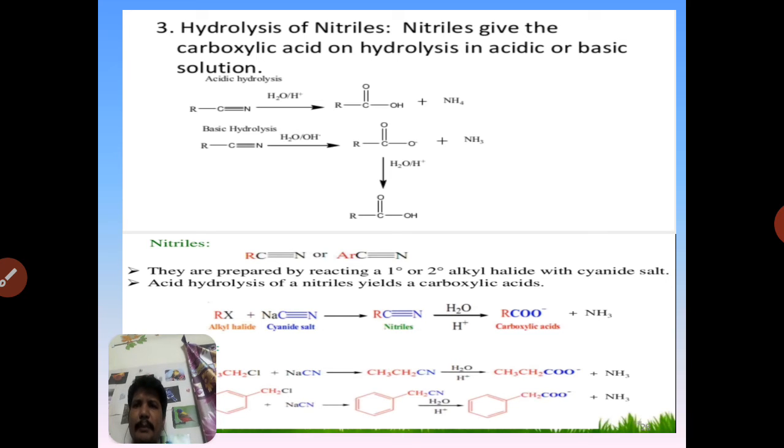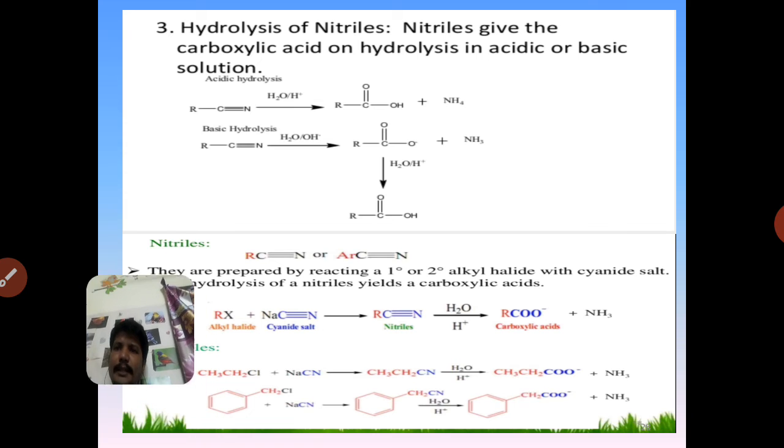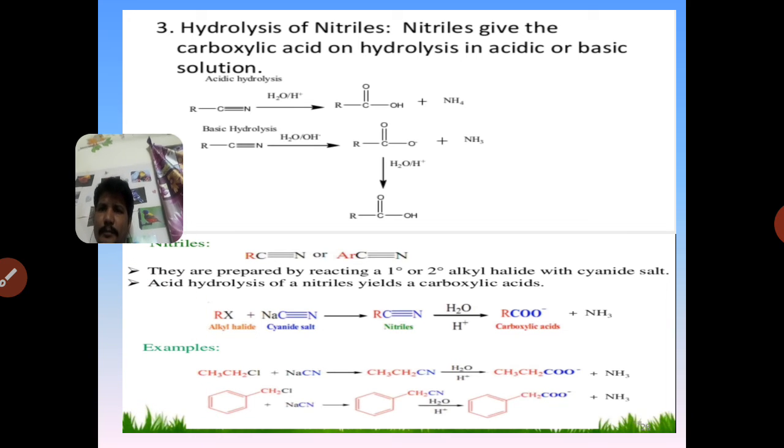The carboxylic acid can be prepared by reacting primary or secondary alkyl halide, or the alkyl nitriles. First of all, the alkyl halide requires the cyanide salt. This cyanide salt gives the nitrile, which on hydrolysis gives the carboxylic acid. You can take another example: ethyl chloride when reacted with sodium cyanide gives ethyl cyanide. Ethyl cyanide on hydrolysis gives the carboxylic acid.